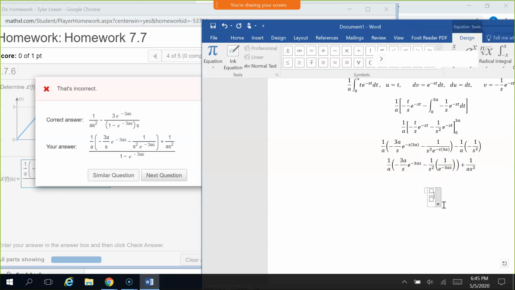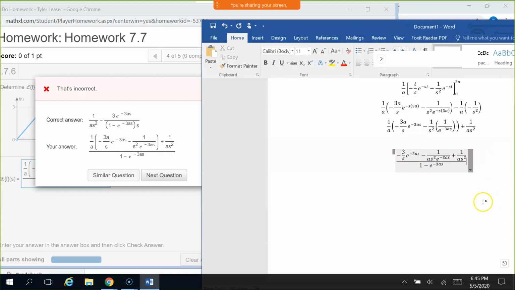I'll also go ahead and divide by that other thing. So in the numerator, we have negative 3 over s e to the negative 3as minus the 1 over as squared e to the negative 3as plus a 1 over as squared. That all divided by the 1 minus e to the negative 3as.